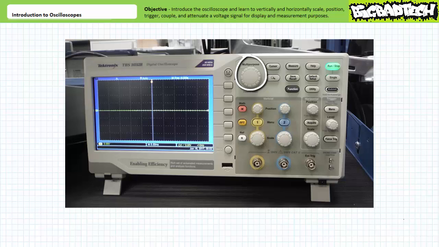It's somewhat tricky to use in that an operator rotates the knob to navigate within a menu and then pushes the same knob to select the option. We'll examine menu navigation in a moment.